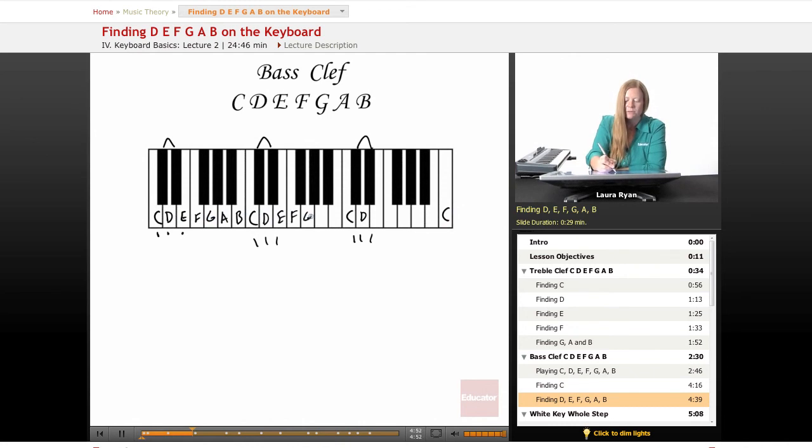The only difference between finding these notes in treble and bass clef is the tone. The tone of the bass clef notes is lower, the tone of the treble clef notes is higher.